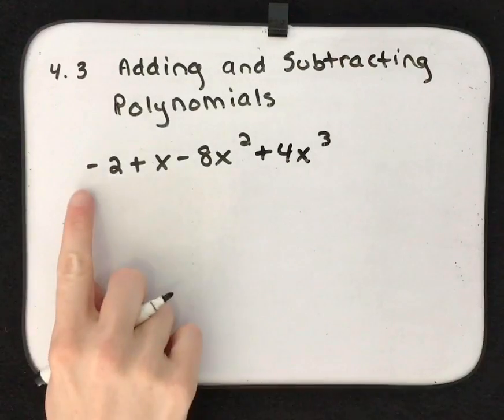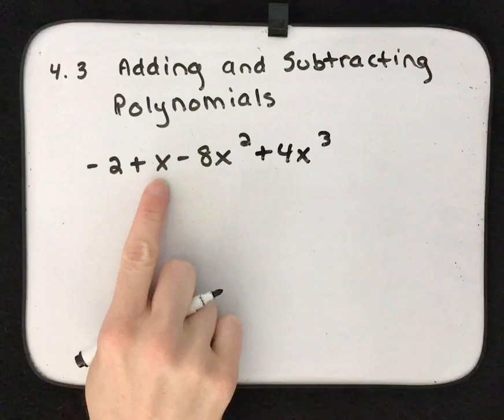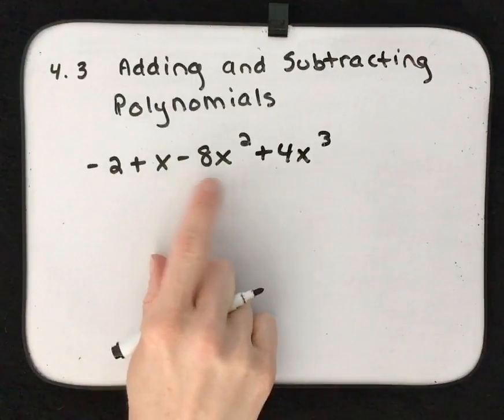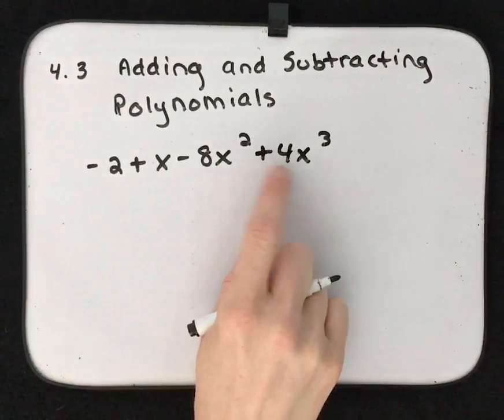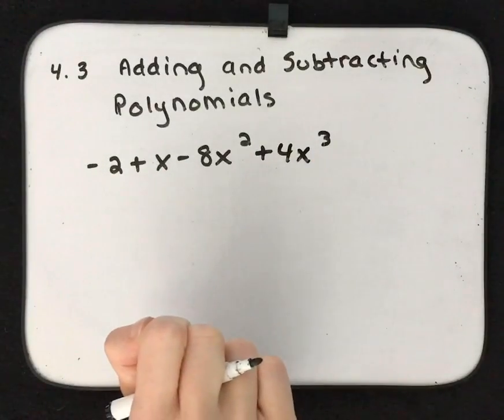In this case, the first listed term is negative 2. The next term would be plus x, so positive x. The next term would be negative 8x squared. And the last term would be positive 4x to the third. So we have 1, 2, 3, 4 terms, so 4 pieces.